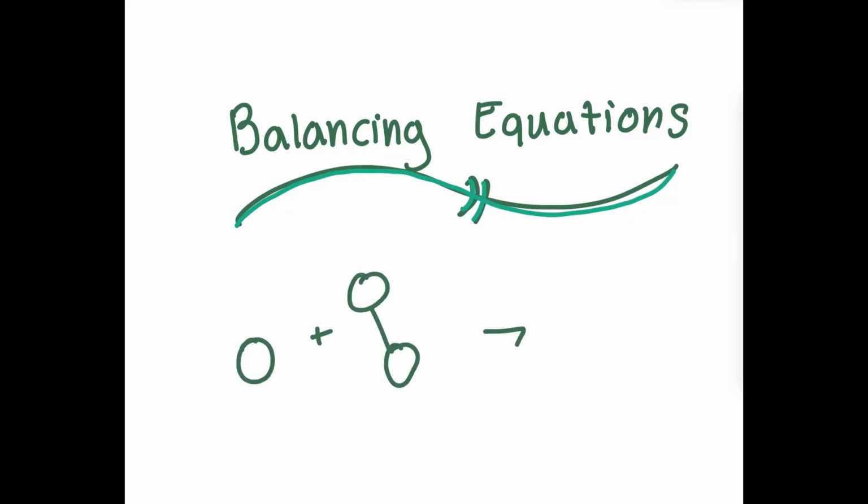Hello everyone, today I'm going to talk about balancing equations in chemistry. The law of conservation of mass states that matter cannot be created or destroyed. That means that whatever number of atoms we have before the chemical reaction, we have to end with.